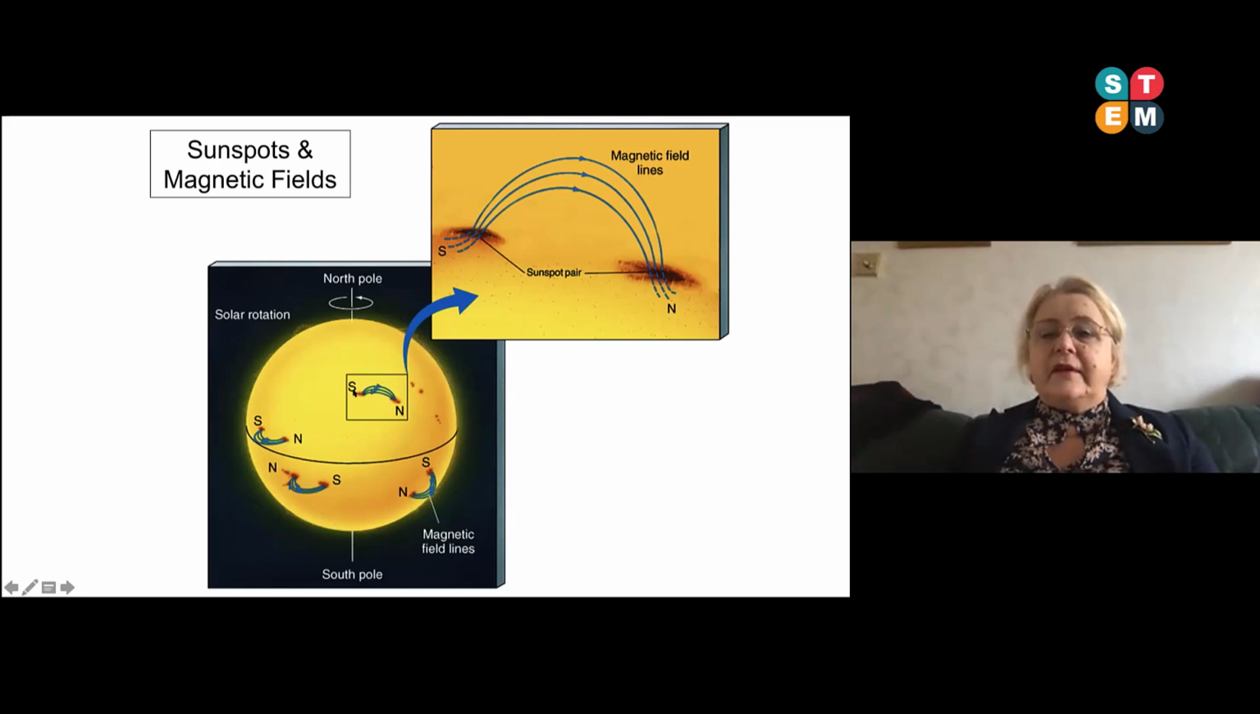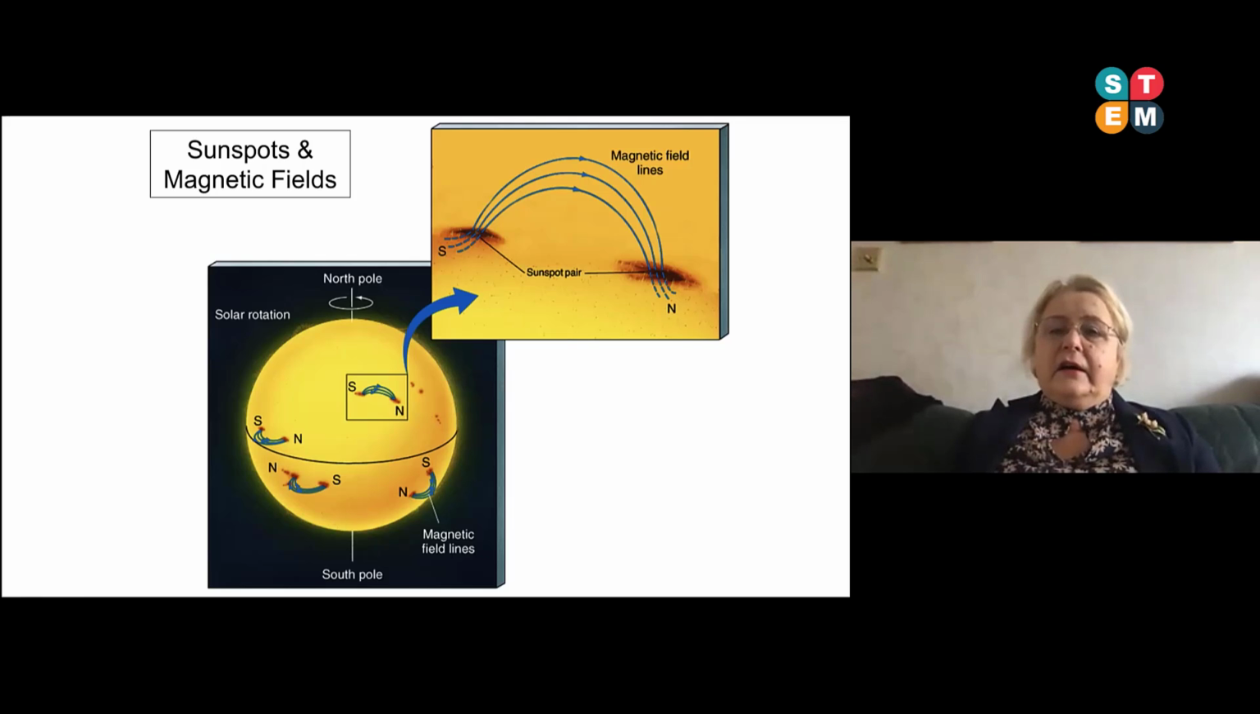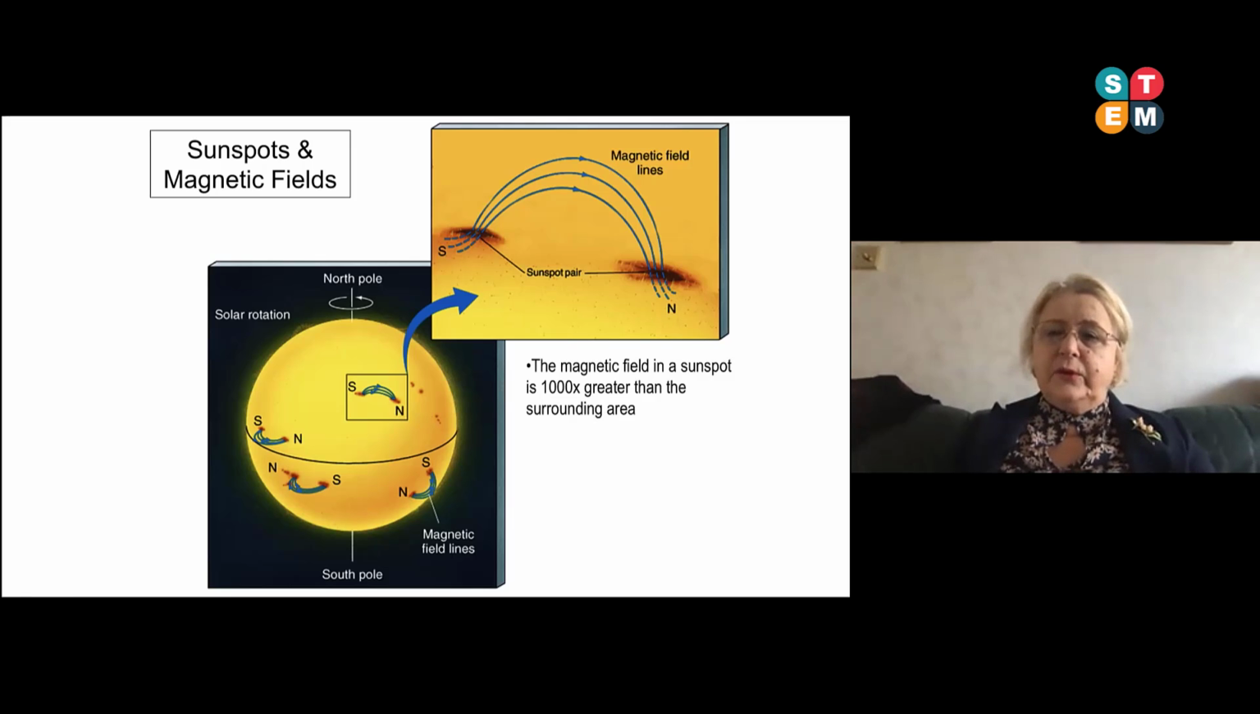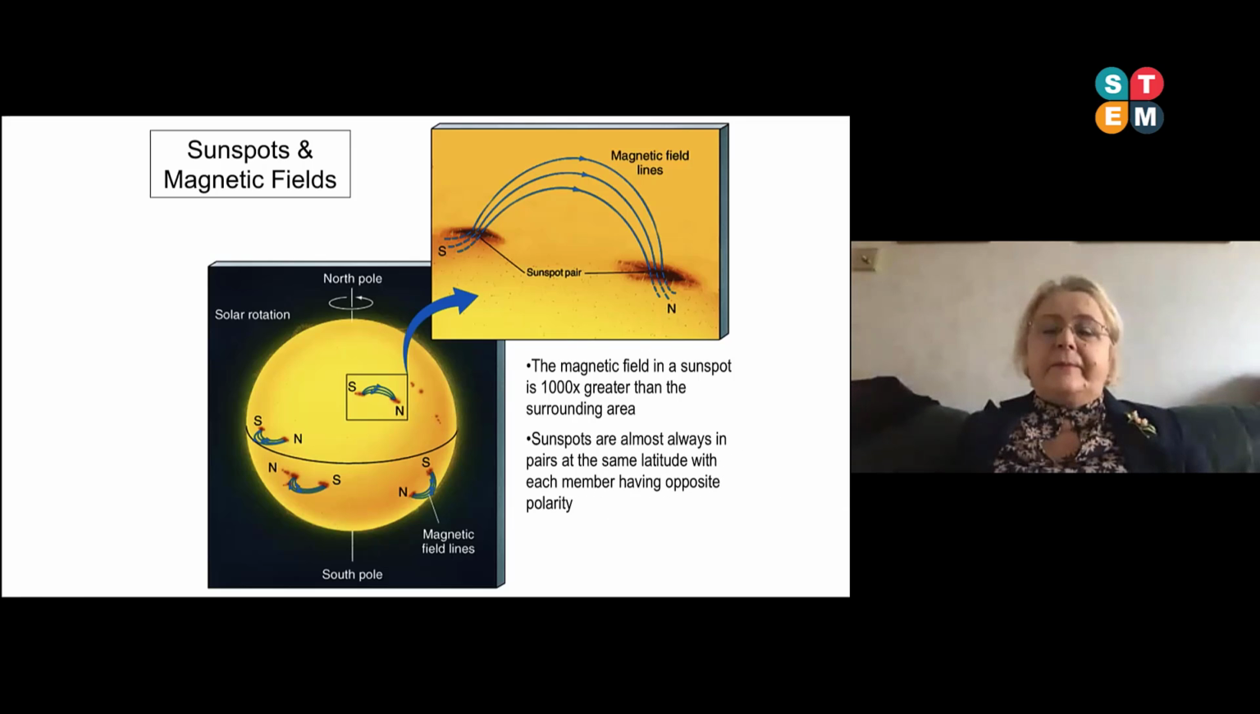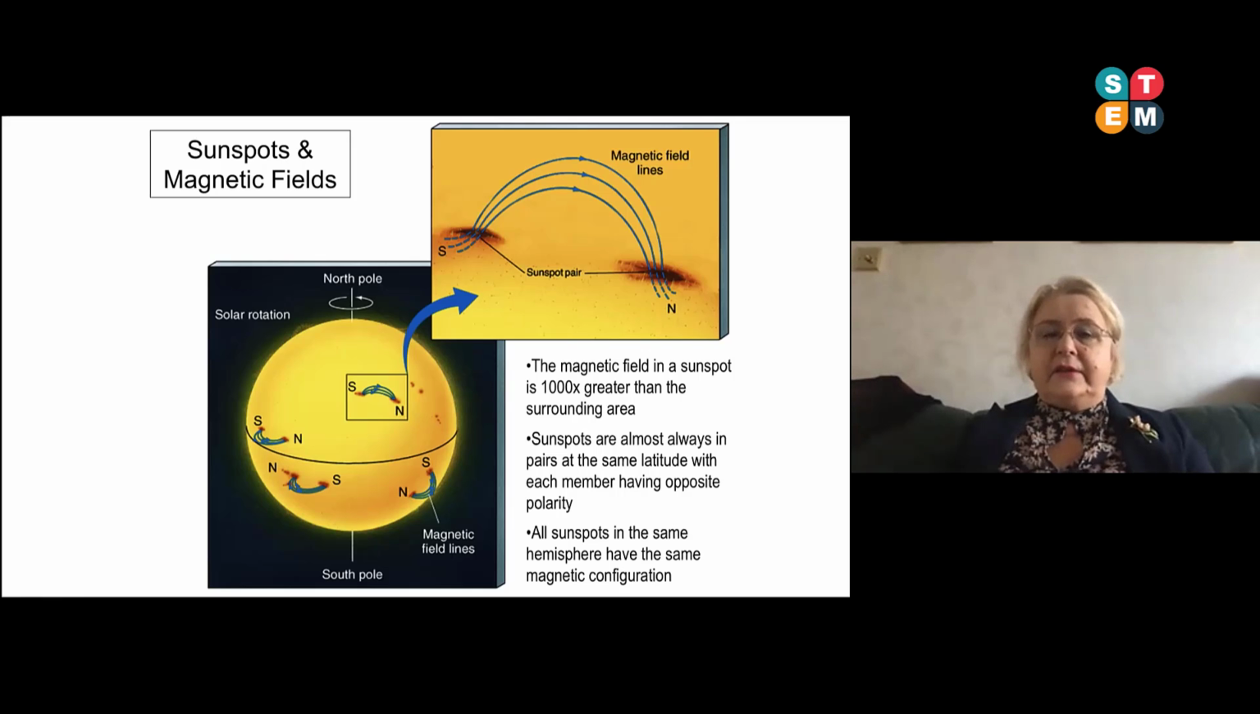trailing polarity. And therefore it turned out that basically the area changes because the magnitude of the magnetic field changes. This is what people decided, that sunspots actually reflect the change of the magnetic field, because it is 1,000 times greater than the surrounding area. It is very well seen, and the magnetic field is easily measured. So the first magnetic field measurements were exactly from the sunspots, but they go in pairs, always having opposite polarities, and all sunspots of the same hemisphere have the same magnetic configuration.